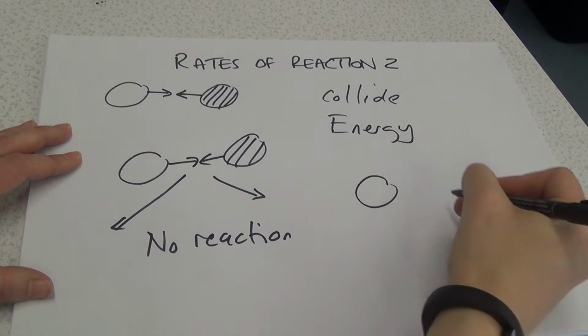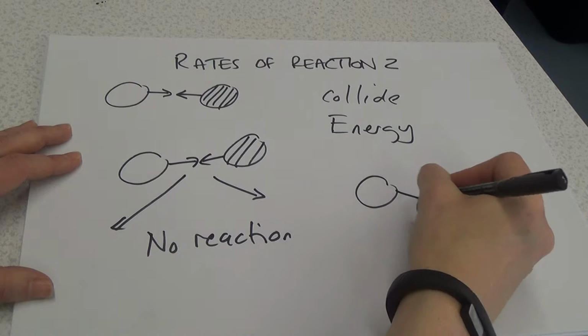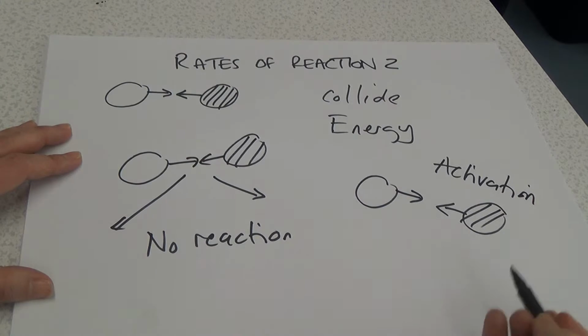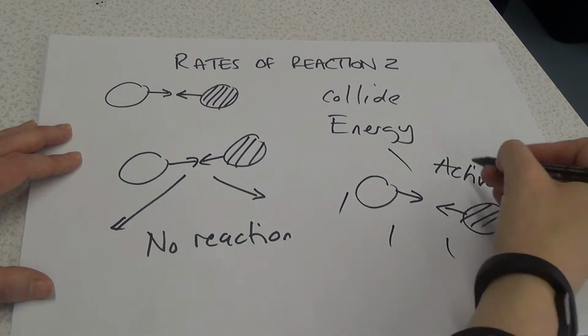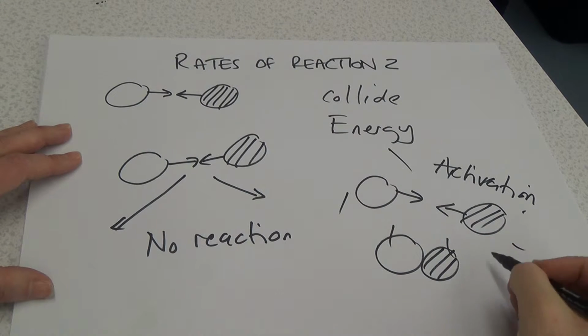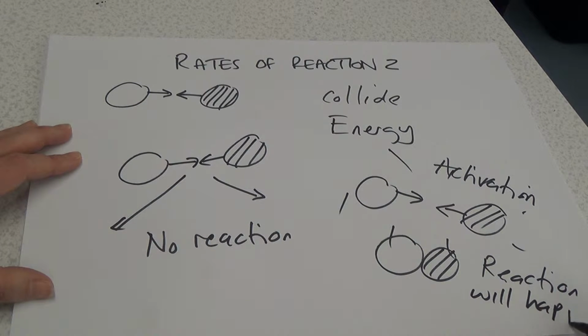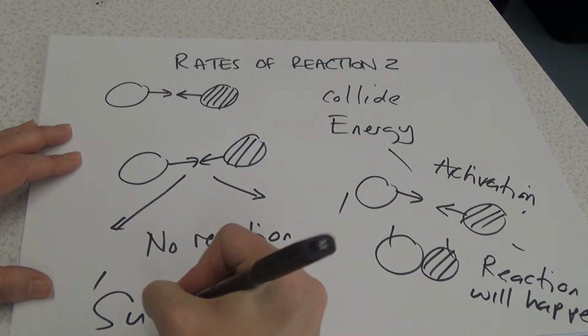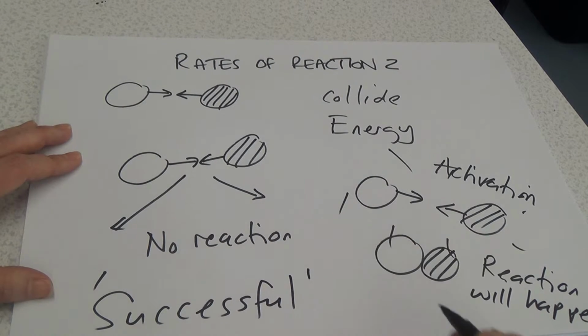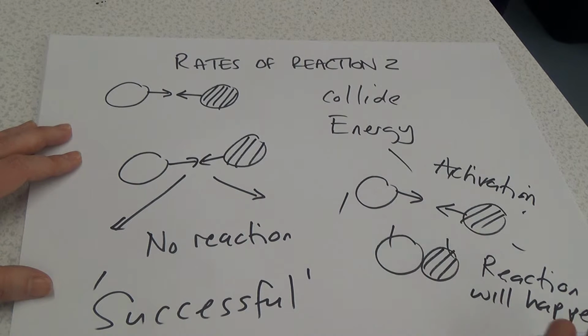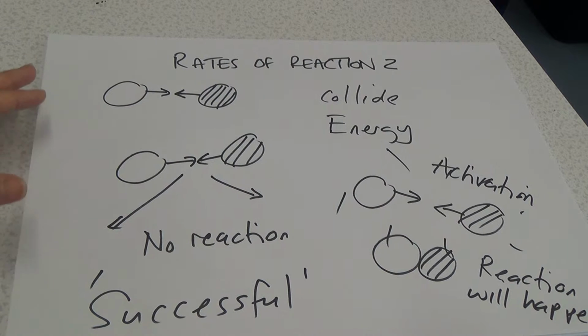If, however, they have enough energy, something that is called the activation energy, when they collide, they will react, they will produce a new product, and a reaction will happen. Collisions that occur with enough energy and allow a reaction to happen are called successful collisions. So some collisions are not successful, and other collisions between particles are successful because they have enough energy.